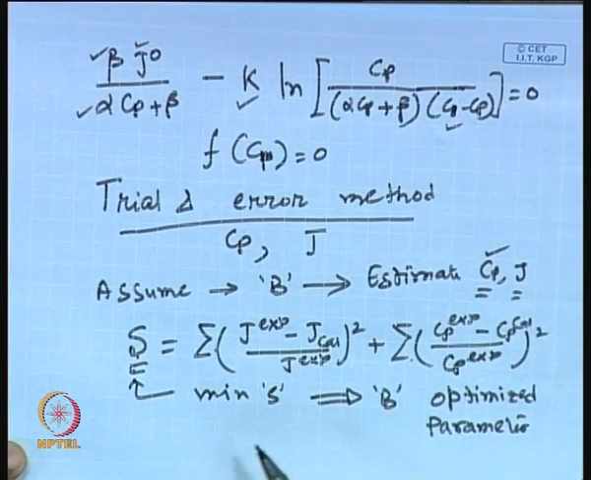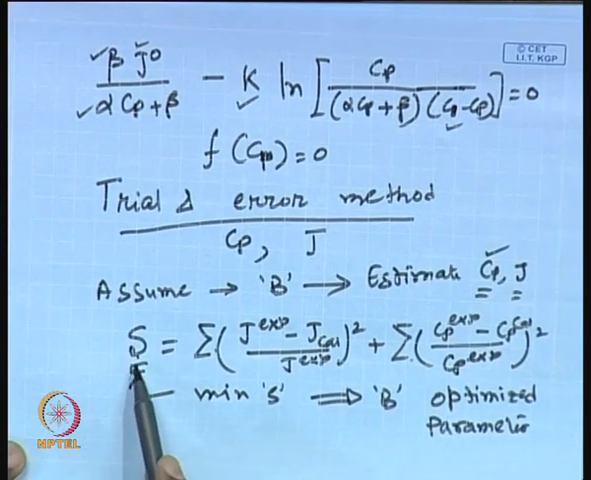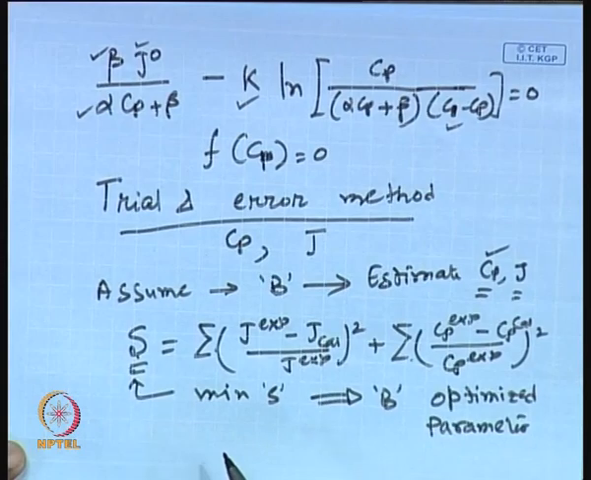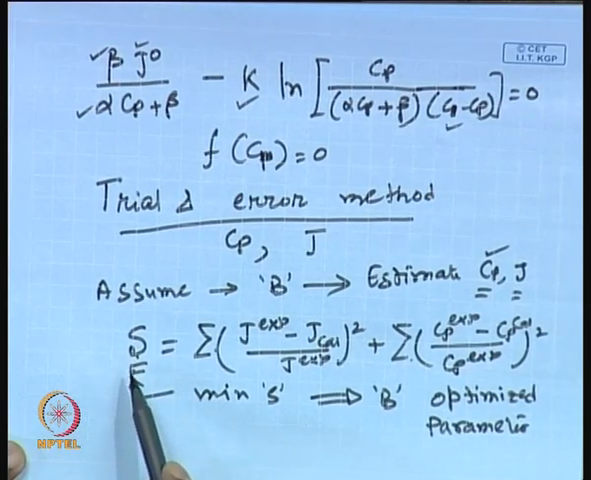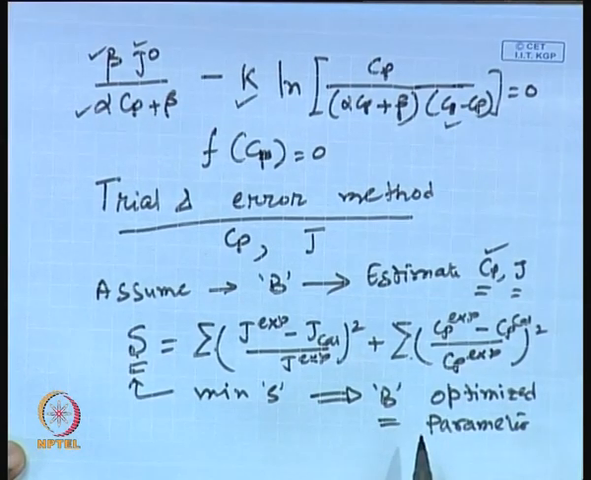And one can do several iterations and land up with a minimum value of S, which will be set by a tolerance value. You set a tolerance value of 10 to the minus 3 or 10 to the minus 2, and when it is met, the program will stop, S will give the minimum, and the value of B will be the optimized parameter.